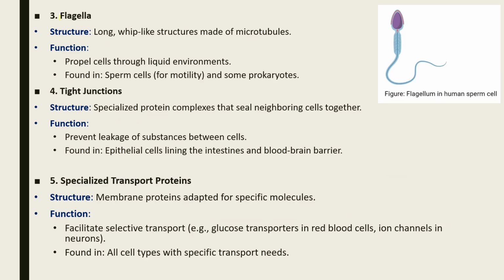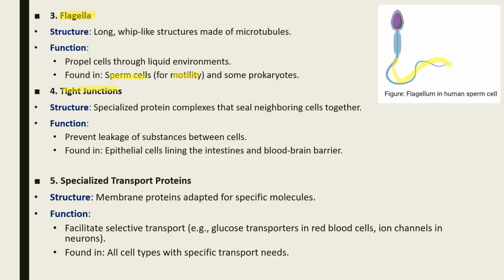Then we got flagella. Flagella are really important for movement. A long whip-like structure made of microtubules. It propels cells through a liquid environment, found in sperm cells. As you can see here, this is known as the flagellum. This is a tail-like structure. It is mainly used for motility, and it is also found in some prokaryotes.